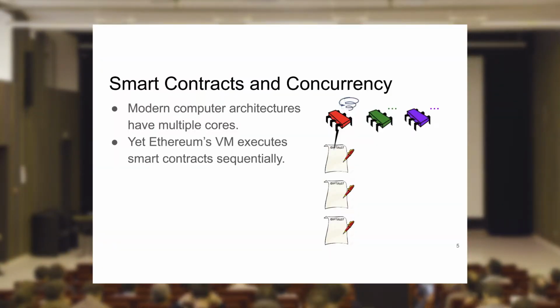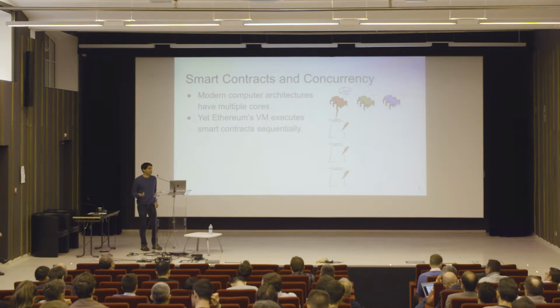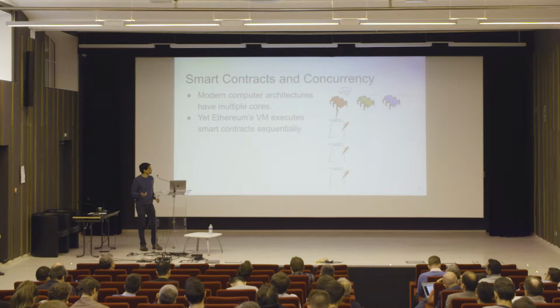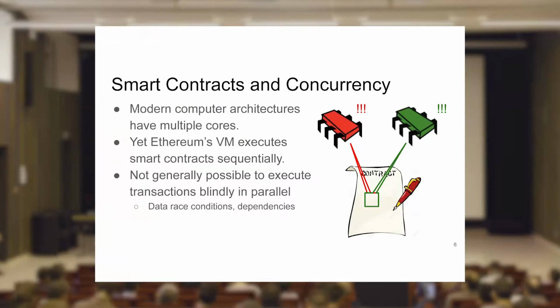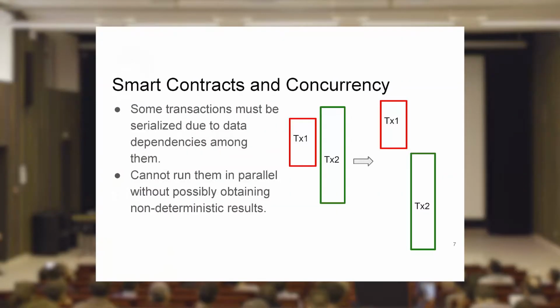So it's natural to ask then, since smart contracts are basically just executing code, whether we can take advantage of the multiple cores that modern day architecture possesses. The problem with this is that you can't immediately apply concurrency because the Ethereum virtual machine is designed as this sort of single-threaded virtual machine which executes transactions sequentially. So, for example, it's not generally possible to just execute transactions blindly in parallel by assigning each transaction to a thread or a process, because there could be race conditions between these transactions. There could be dependencies. So we have to think about this.